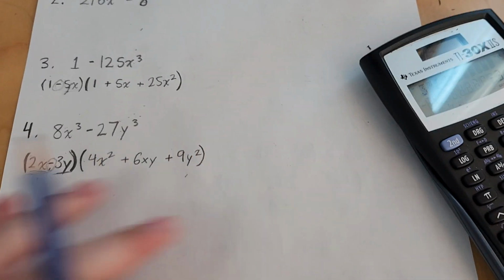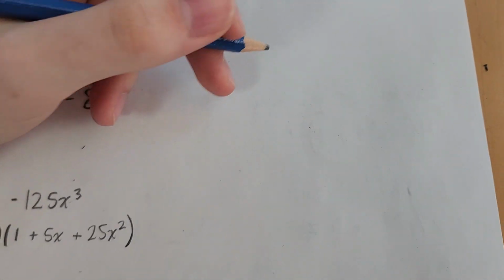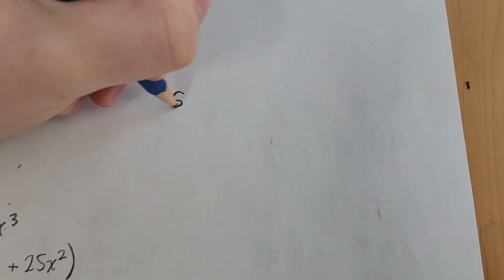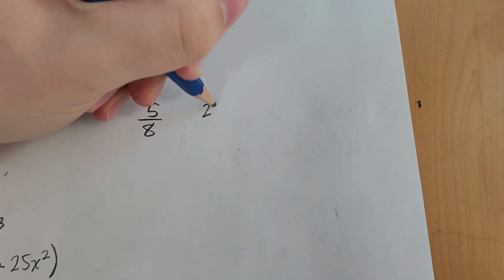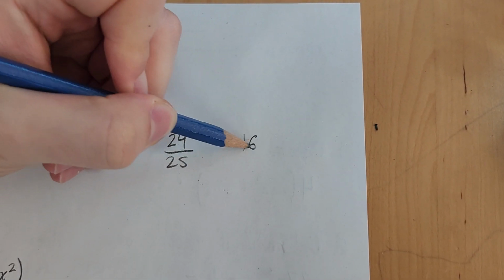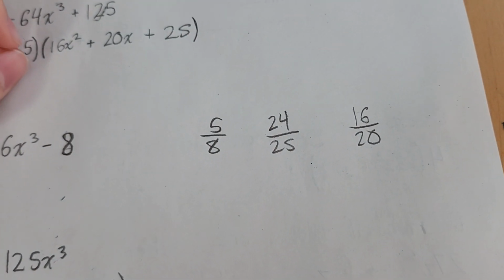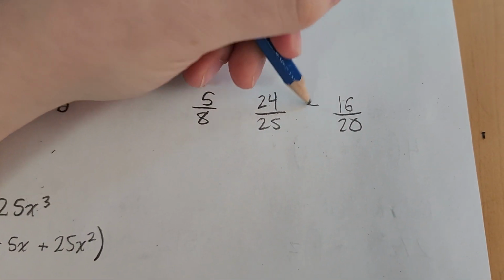And I'd also like to say something while I have your attention, because this is something that people do that really pisses me off. Let's say you get 5 out of 8 in one section in a test, and then you get 24 out of 25, and then you get 16 out of 20. Now what I find people will do, stupidly, is that they will just add these top numbers up.